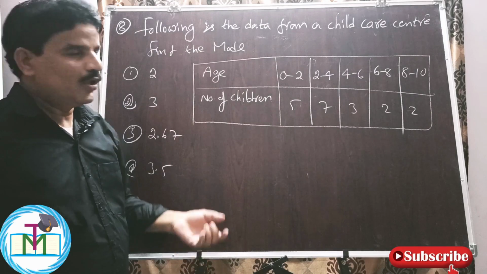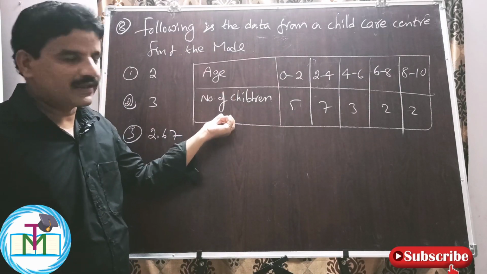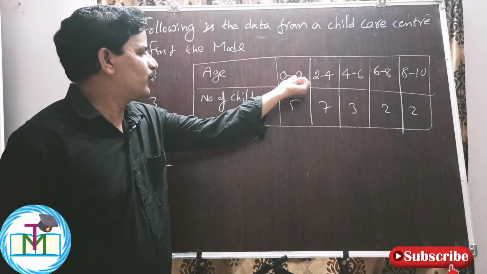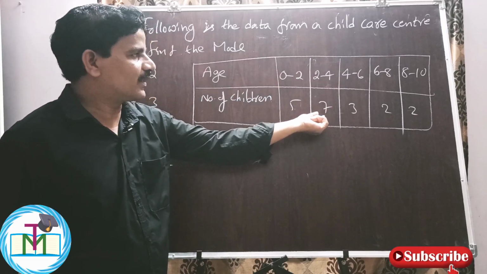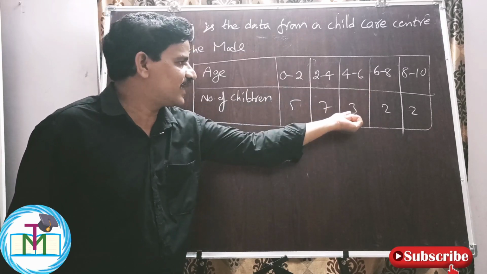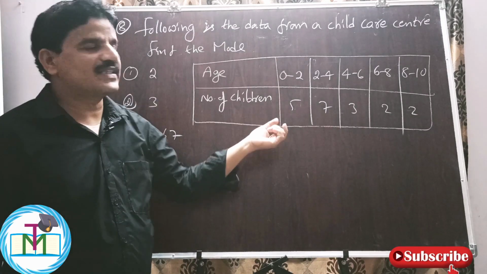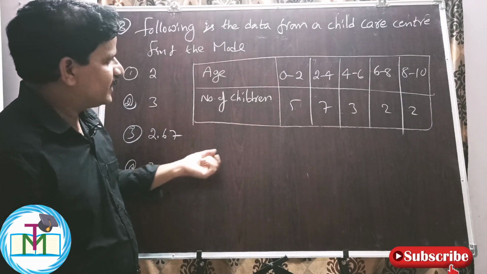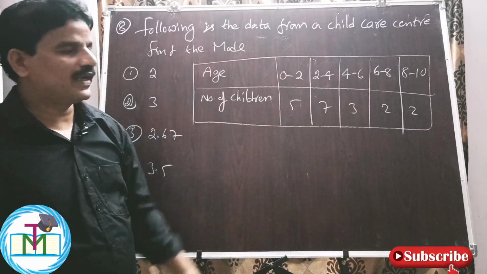Find the mode. In a child care center, this is the age group and this is the number of children. Between the ages 0 to 2, there are 5 children. Between the ages 2 to 4, 7 children. Between 4 to 6 years, there are 3 children, and so on. We have to find the mode of this data. This is grouped data. We have to find mode very carefully.